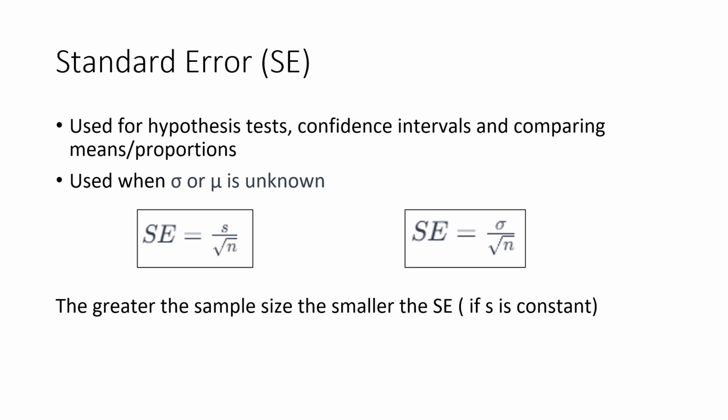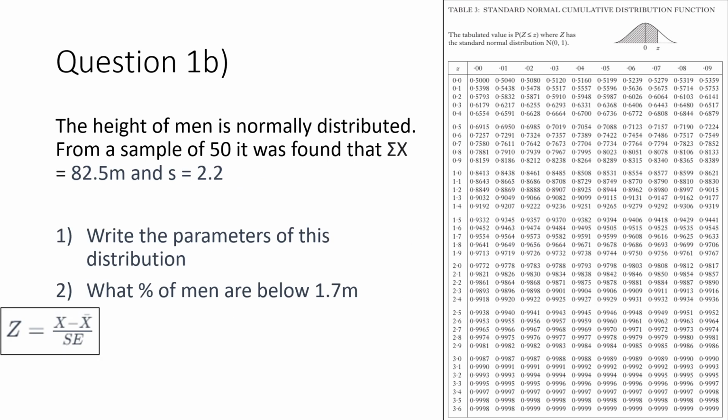And how you would reduce this is by having a greater sample size, and we're assuming the standard deviation remains constant. Try this question. The height of men is normally distributed. From a sample of 50, it was found that the total height was 82.5, and the sample standard deviation was 2.2. Write the parameters of this distribution.